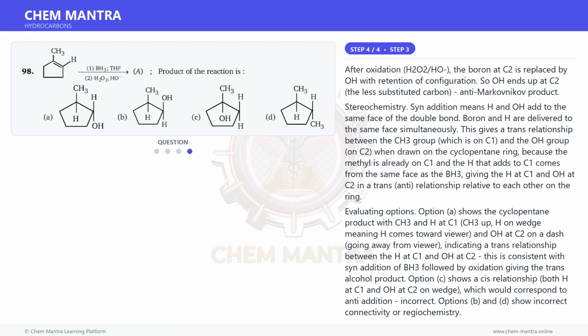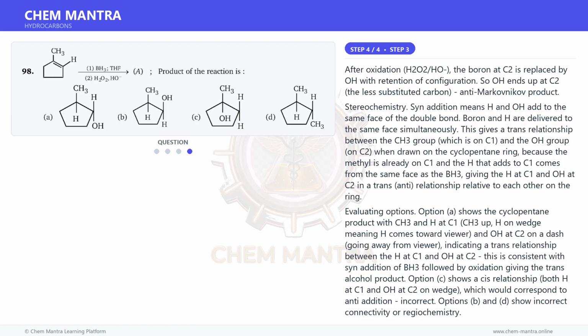Stereochemistry. Syn addition means H and O add to the same face of the double bond. Boron and H are delivered to the same face simultaneously. This gives a trans relationship between the CH3 group, which is on C1, and the O group, on C2, when drawn on the cyclopentane ring, because the methyl is already on C1, and the H that adds to C1 comes from the same face as the BH3, giving the H at C1 and O at C2 in a trans-anti relationship relative to each other on the ring.